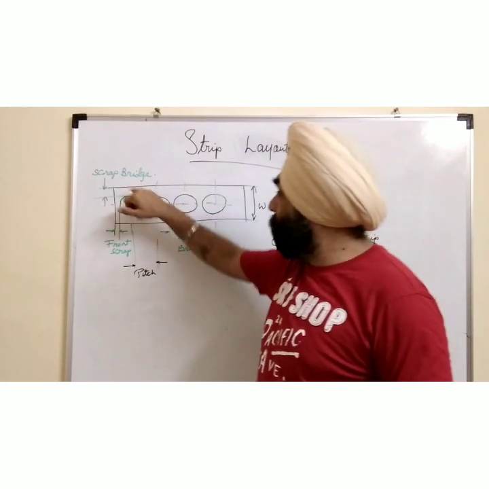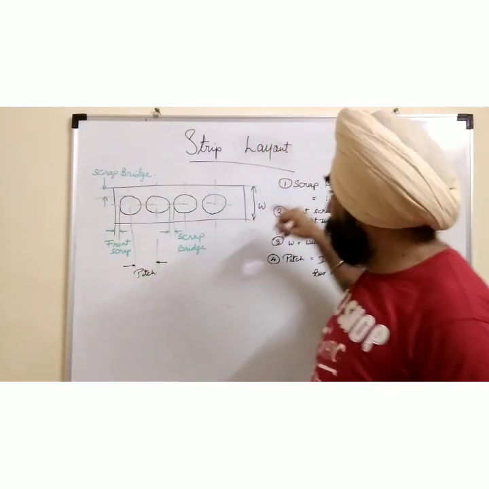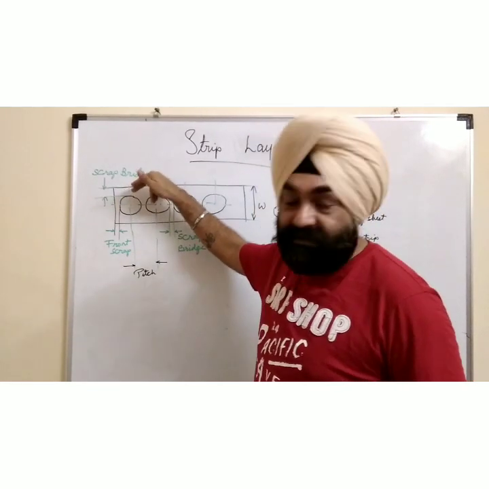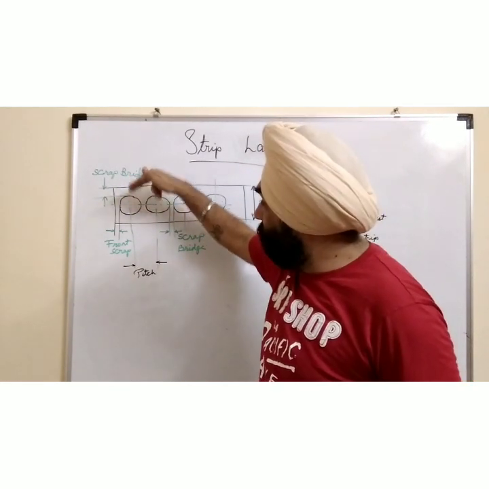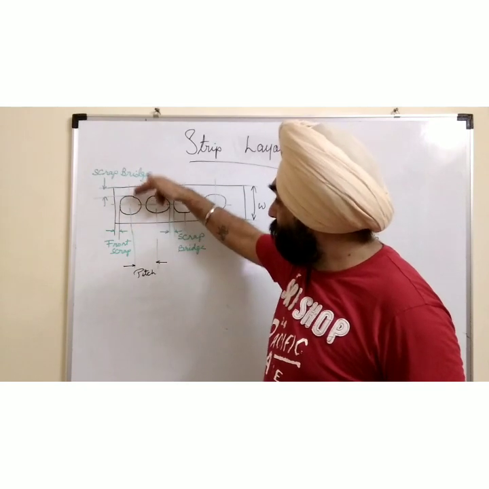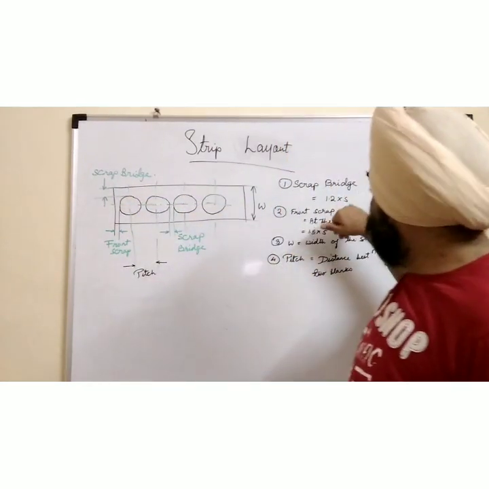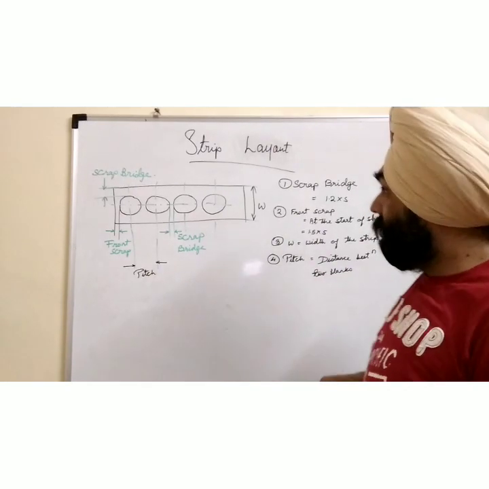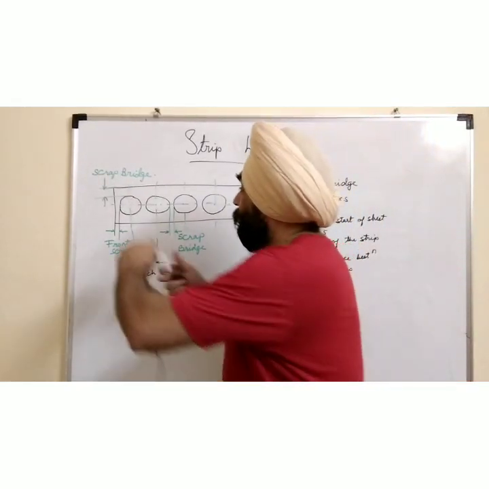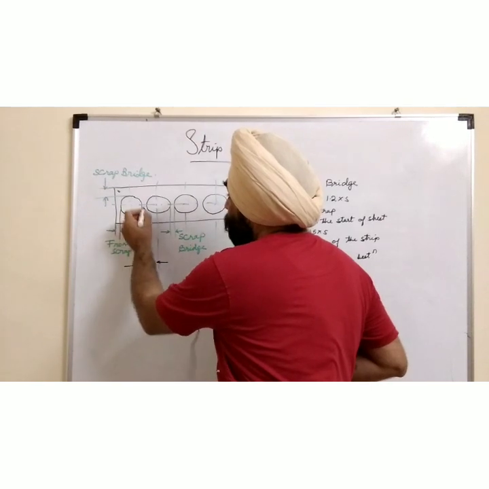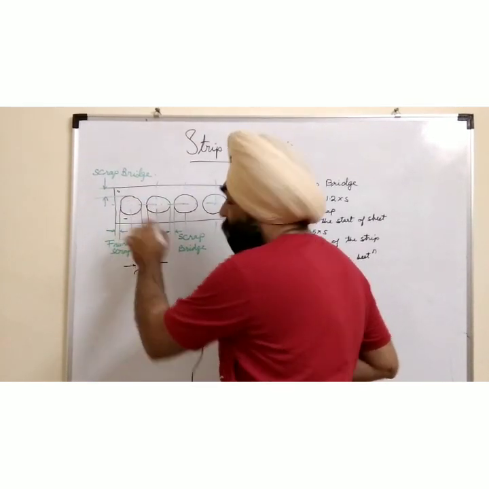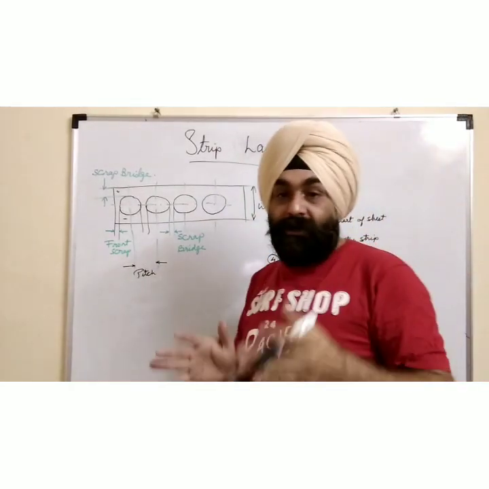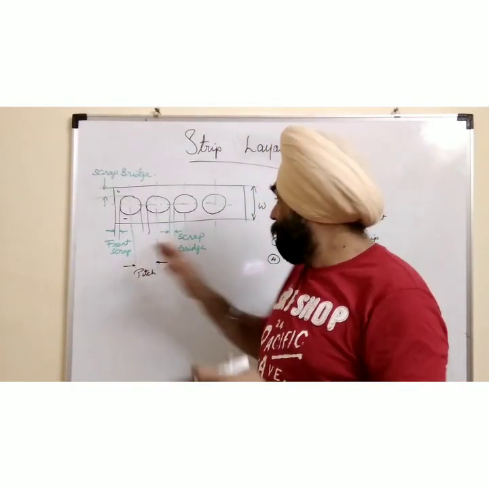Then we have the scrap bridge. The scrap bridge will be the scrap at the top of the sheet, that we can consider as 1.2 times the sheet thickness. Now we have the scrap thickness here, and this will also be a scrap bridge. So we can take these three as the scrap bridge. So you can put the parts with the help of the scrap bridge.